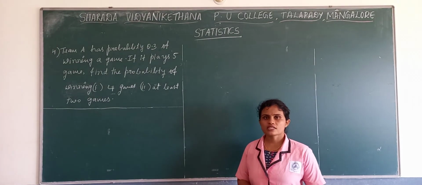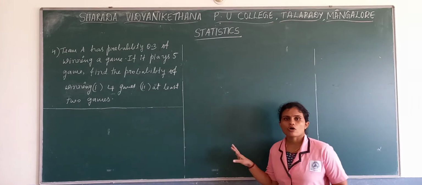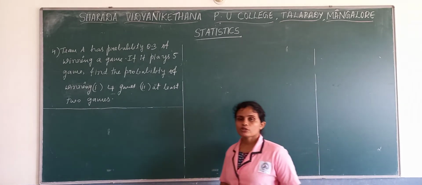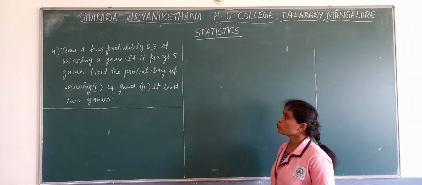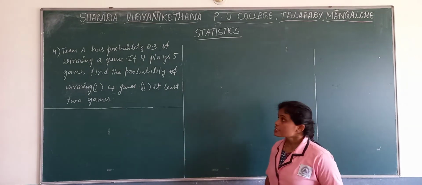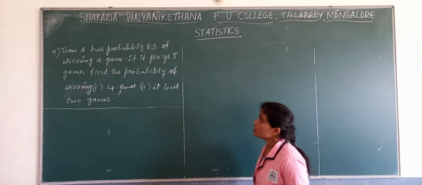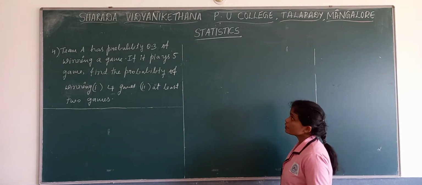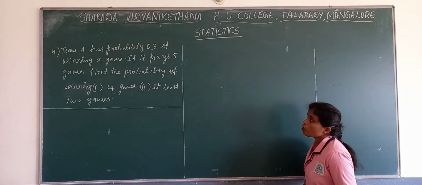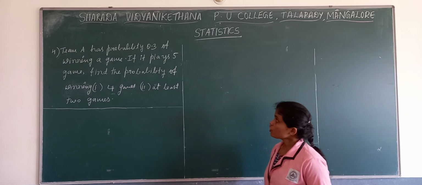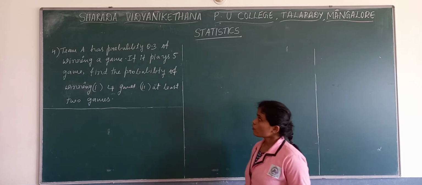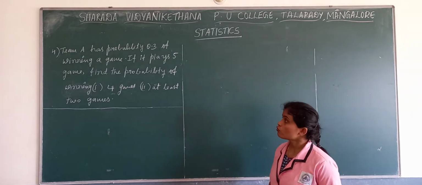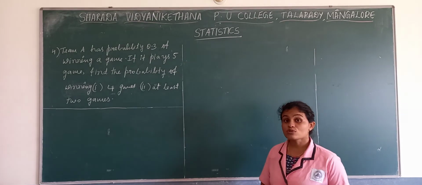In yesterday's session, we discussed two problems of binomial distribution. Now in today's session also we'll discuss two more problems. Now see there, fourth problem: team A has probability 0.3 of winning a game. If it plays 5 games, find the probability of winning 4 games and at least 2 games.